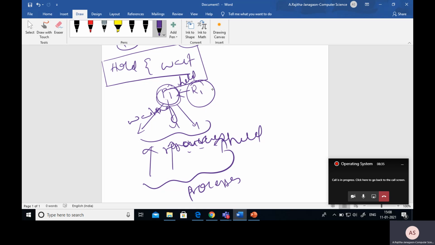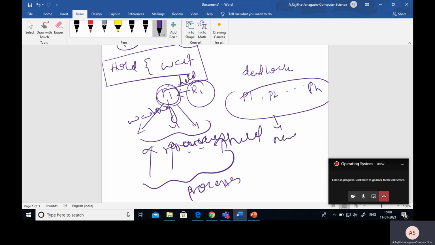Deadlock means, suppose P1, P2 and so on are the processes. These processes never finish their execution. In a deadlock situation, processes never finish executing, and system resources are tied up. This situation is called a deadlock situation.